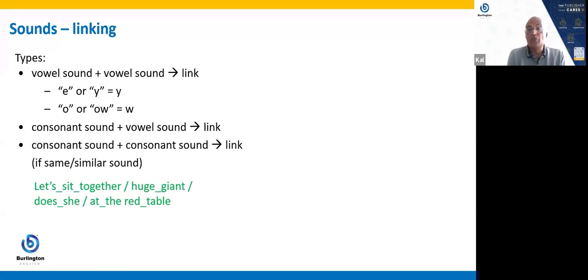Same with the next one, huge giant, the J of huge and the J of giant, it's the same sound. But if you look at the bottom row, they're slightly different sounds, but they're very similar if you think about what's happening in your mouth. So does she, it's a fluid movement in your mouth of the airflow. So we would link that together again. At the and red table, although they're not exactly the same sound, they're close enough. So native speakers would naturally link all these things together.